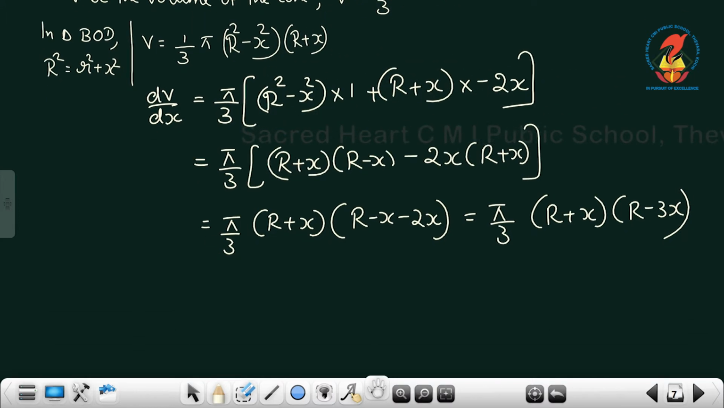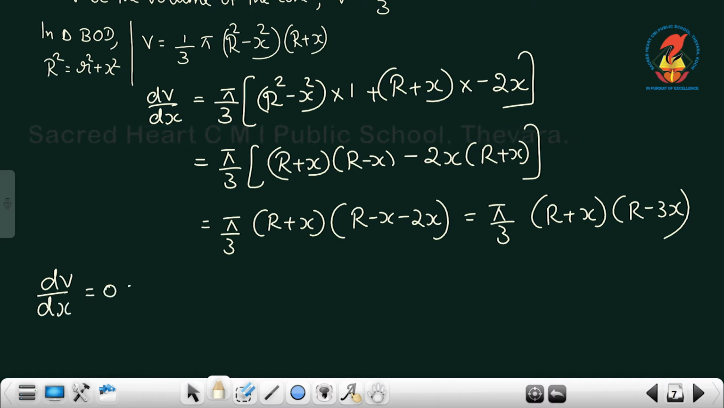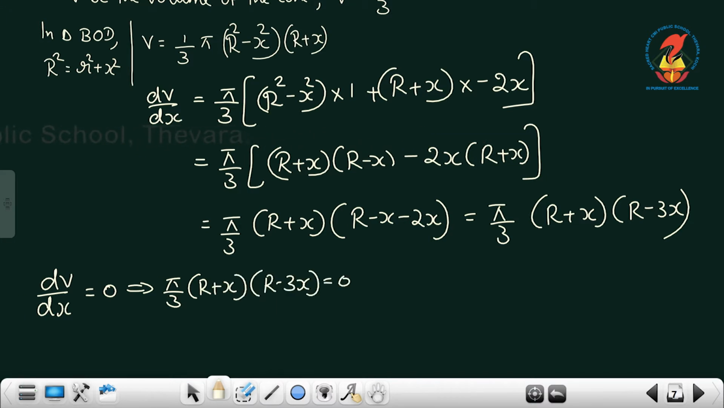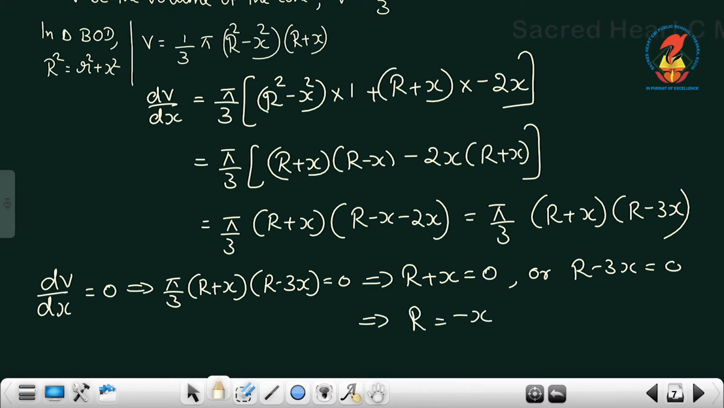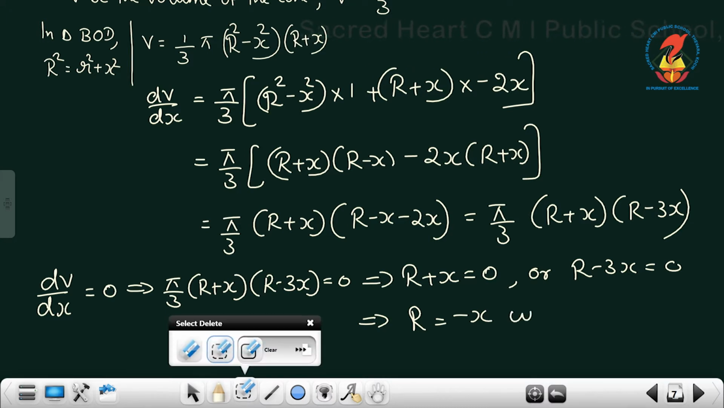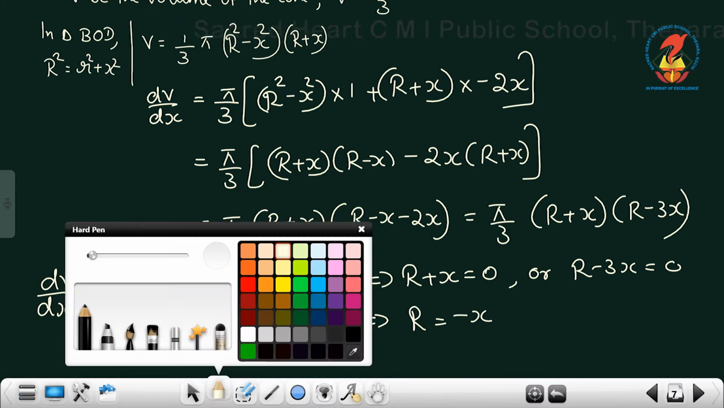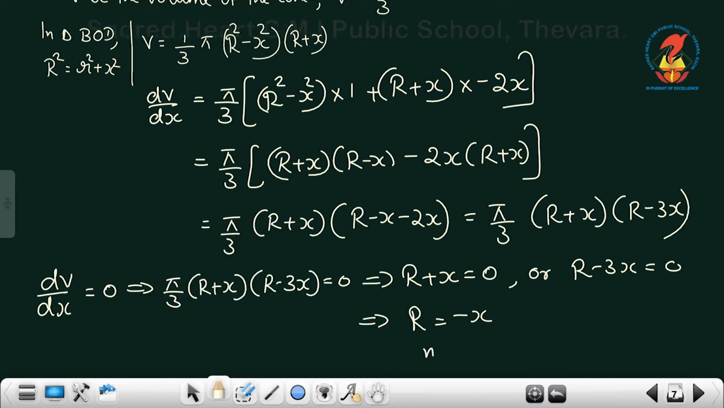Now the next step is equate to 0. dV by dx is equal to 0 implies pi by 3 into R plus x into R minus 3x is equal to 0. Which implies pi by 3 cannot be 0. R plus x is 0 or R minus 3x is 0. R plus x 0 means R is minus x. Is it possible? Which is not possible. Okay, under that we can write, this case not possible.